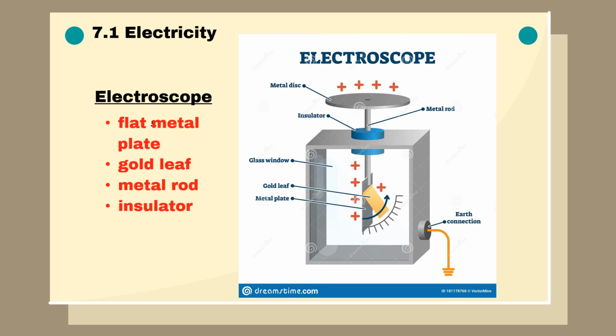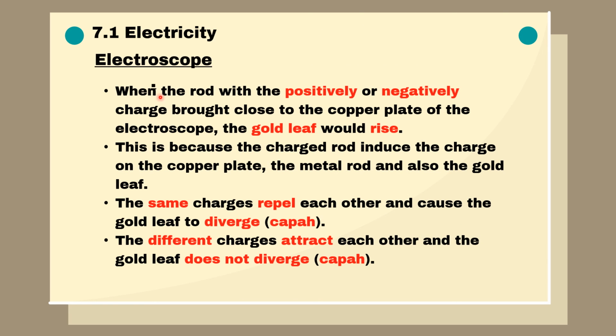Next page. Electroscope. When the rod with positive or negative charges is brought close to the copper plate of the electroscope, the gold leaf will rise. This is because the charged rod induces the charge on the copper plate and the metal rod and also the gold leaf.